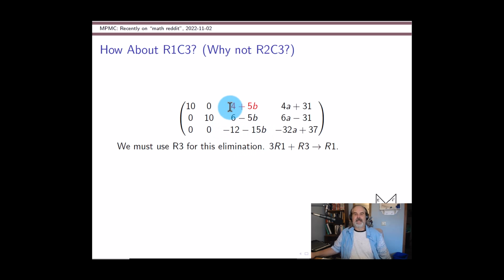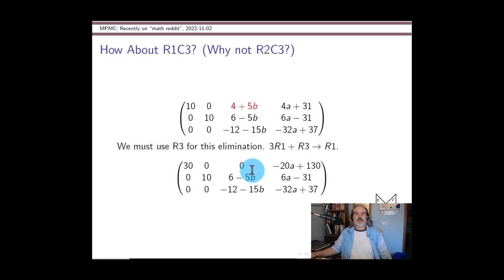And so if we take 3 row 1 plus row 3, we're going to generate a new 0 that we can plop there into row 1. So 3 row 1 plus row 3 into row 1 puts a 0 in that spot.